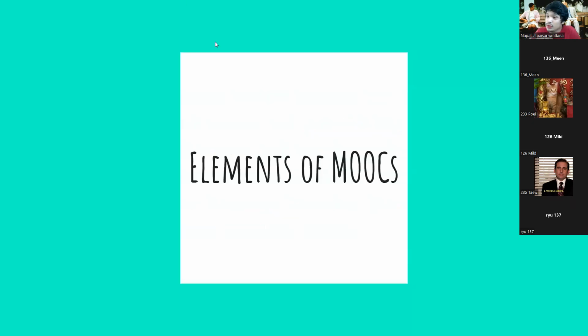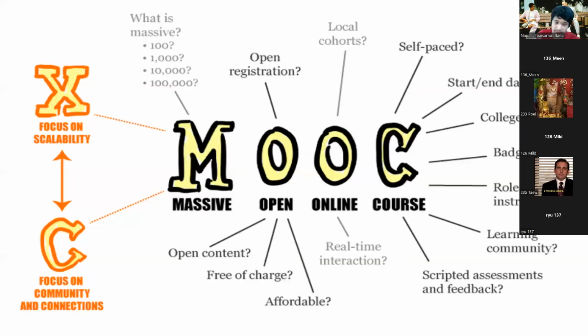Okay, so now we will look at the different elements. In the first part, I talked about MOOCs more from, how shall I put it, a conceptual level: what MOOCs are, how massive is massive, how open is open. It has to be online, it has to have some structure. Now we are going to look at the elements of MOOCs, and I think this picture best summarizes the different elements of MOOCs that we have.